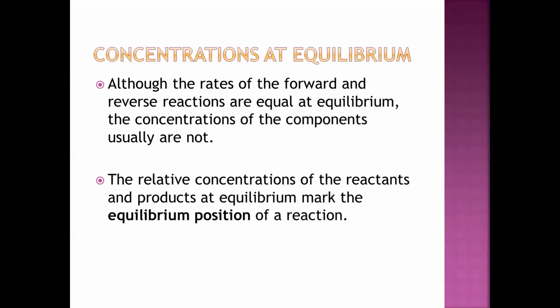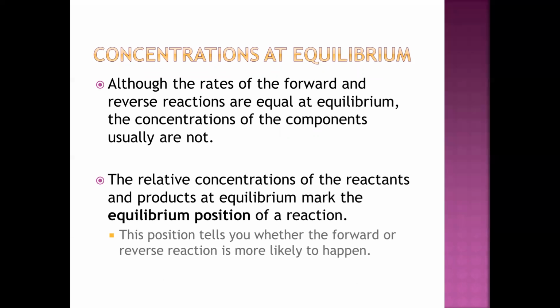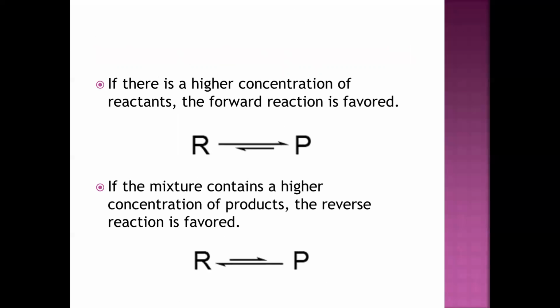And how much concentration you have for things will predict the equilibrium position, which is if you have the forward reaction or the reverse reaction, it's more likely to happen. And it has to do with which one is favored. Okay, so if there's a higher concentration of reactants, then that means that the forward reaction is favored. So now we're going to write down two things for this. So this is a modification of the arrow that we had before that was going back and forth.